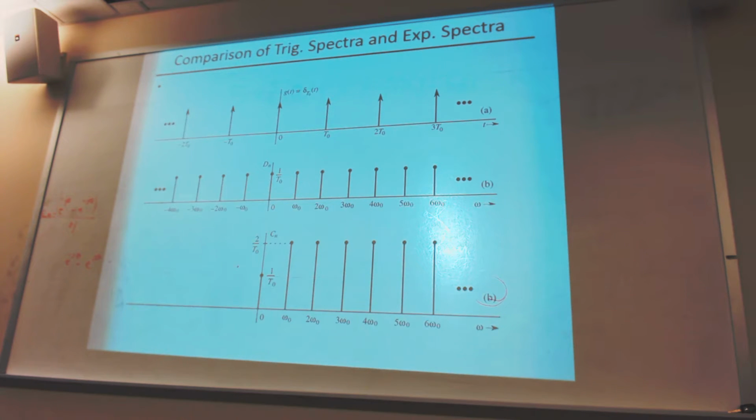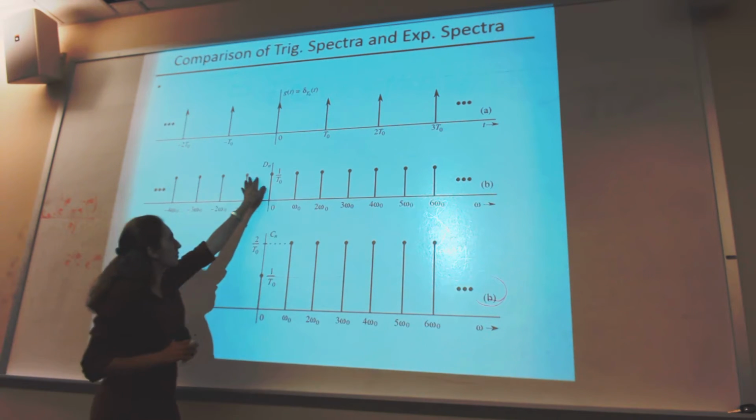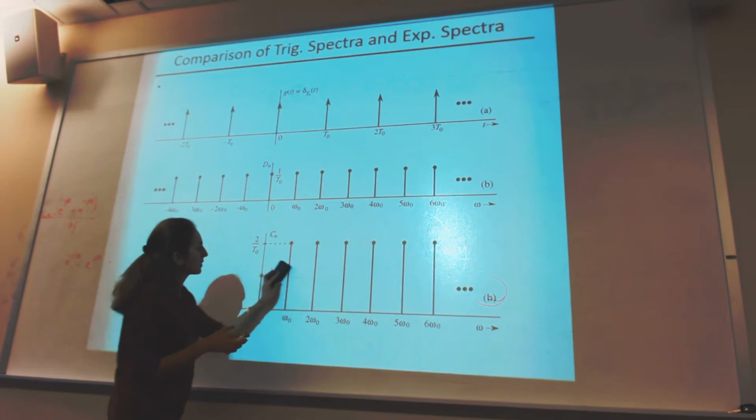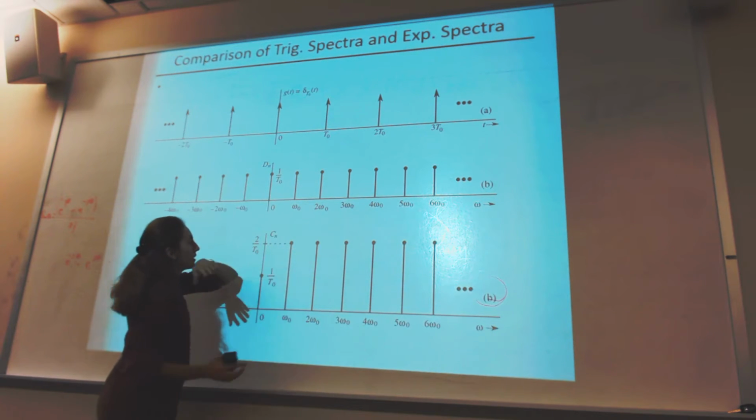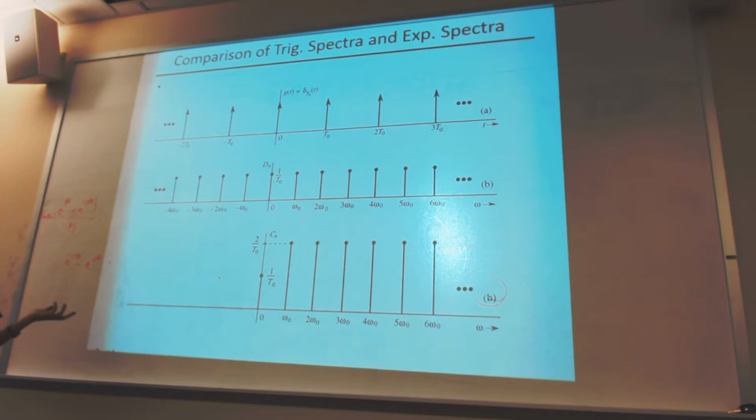Now compare it with the compact form. For the compact form, we had this. This looks nicer, right? Because all of them are 1 over T. But for the compact form, we had 1 over T here, and then the other one was twice. Okay, and somehow it makes sense why here you have twice.